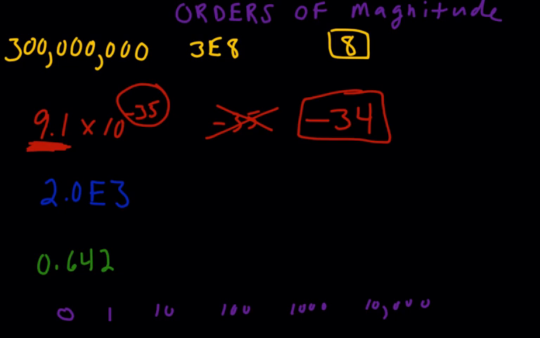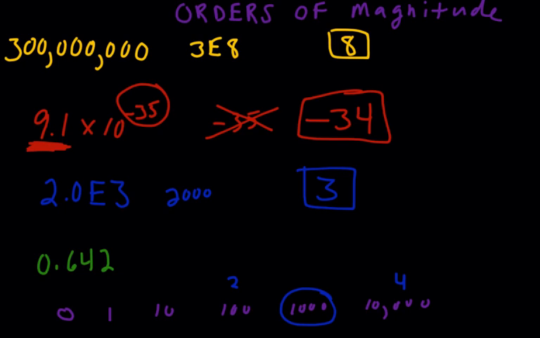If you look at the next one, 2e3, most of you know that that's just 2,000, right? So the order of magnitude for that is whatever the exponent is, and it would be 3. So 2,000 is closer to 1,000 than it is to 100, which would have an order of magnitude of 2, or 10,000, which has an order of magnitude of 4. So it's closer to 1,000 than it is to 10,000.